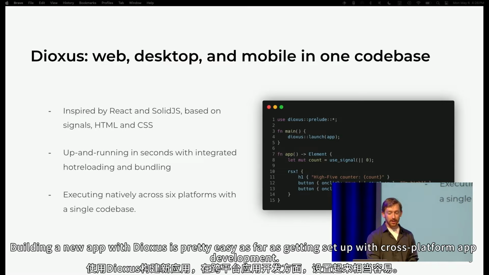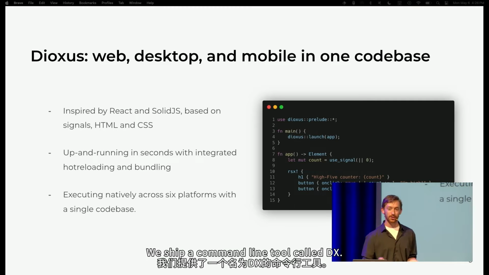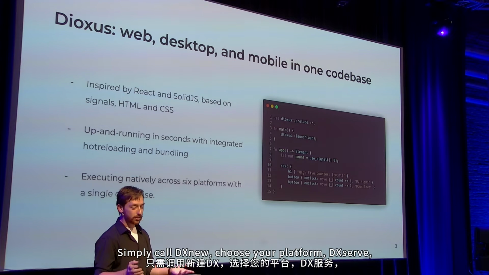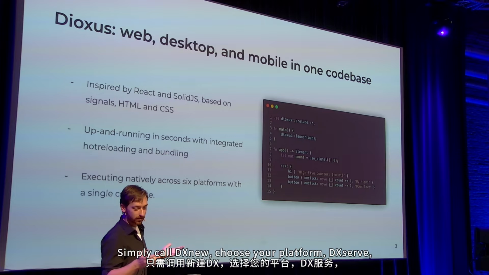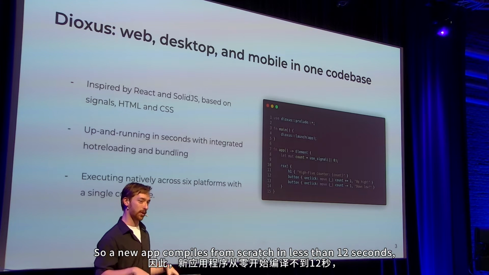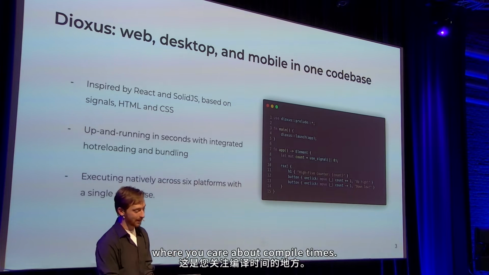Building a new app with Dioxus is pretty easy as far as getting set up with cross-platform app development. We ship a command line tool called DX. We love developer experience, DX. Simply call DX new, choose your platform, DX serve, and you're up and running. So a new app compiles from scratch in less than 12 seconds. We care about compile times.